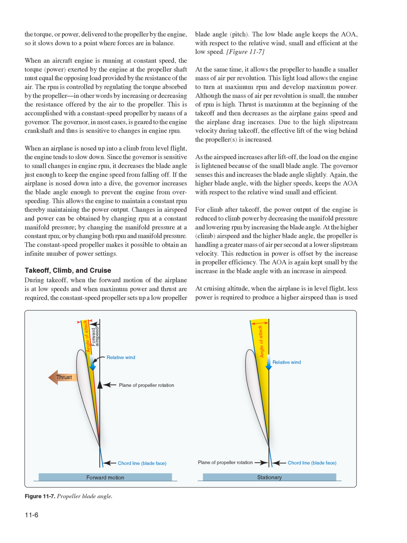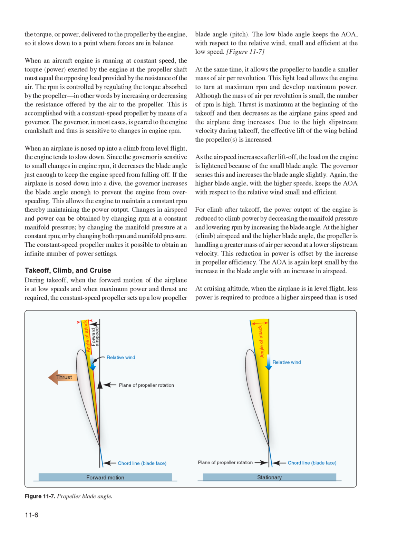When an airplane is nosed up into a climb from level flight, the engine tends to slow down. Since the governor is sensitive to small changes in engine RPM, it decreases the blade angle just enough to keep the engine speed from falling off. If the airplane is nosed down into a dive, the governor increases the blade angle enough to prevent the engine from overspeeding. This allows the engine to maintain a constant RPM, thereby maintaining the power output.